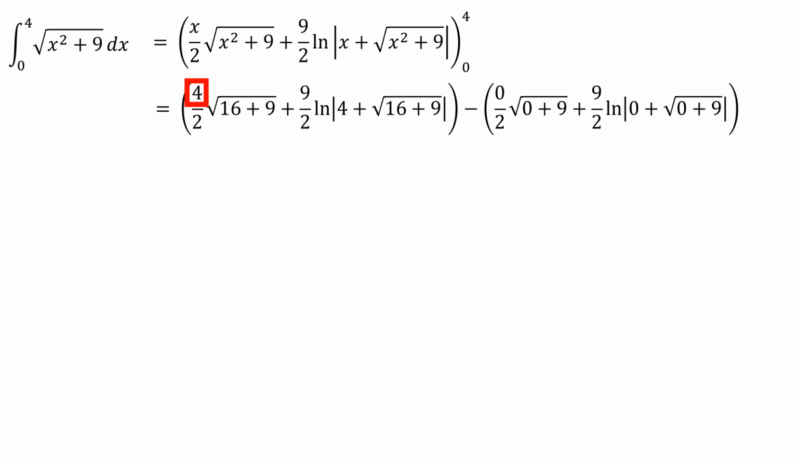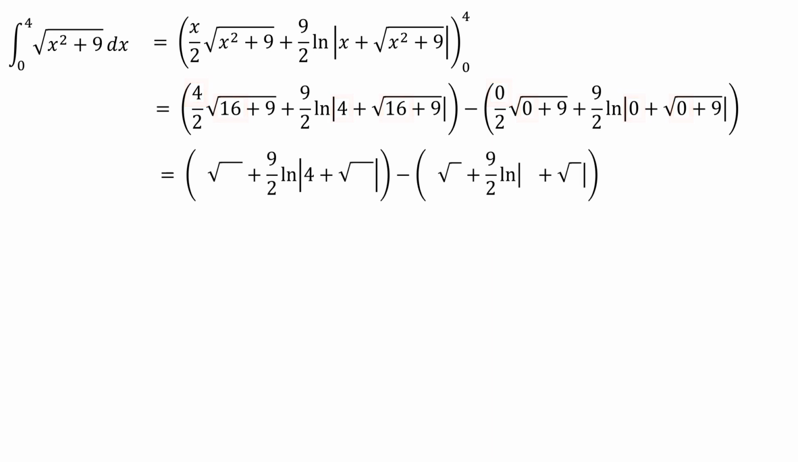Right? I had to plug in that 4 for every x. And of course, when it was x squared, it became a 16. Then I had to plug in a 0 for every single x. And of course, if it was 0 squared, well, it was still 0. Okay, 4 divided by 2, that is 2. 16 plus 9, that's 25.